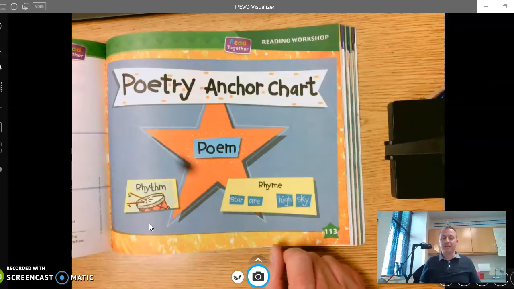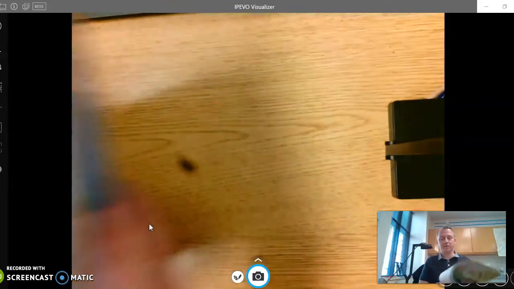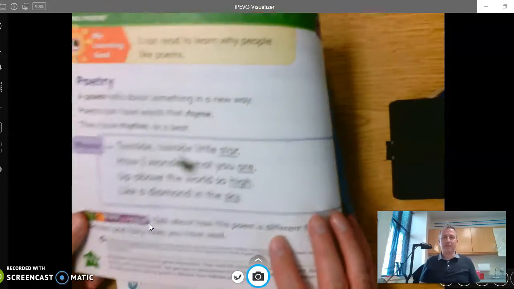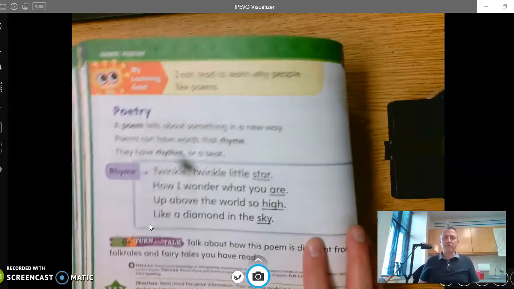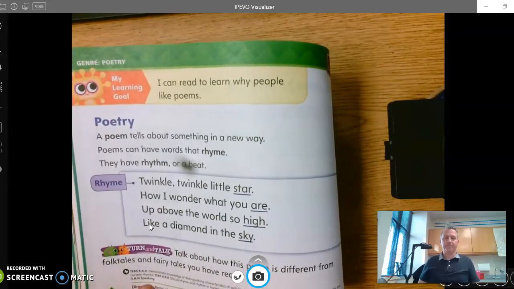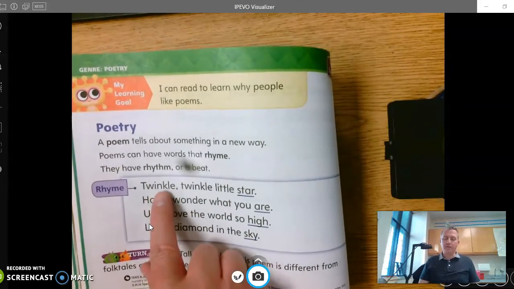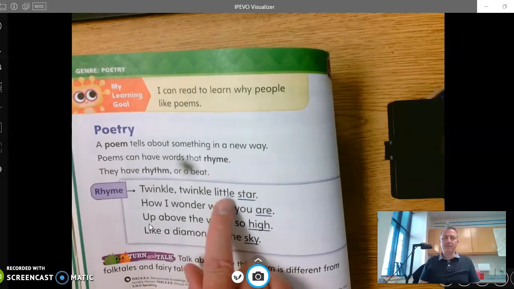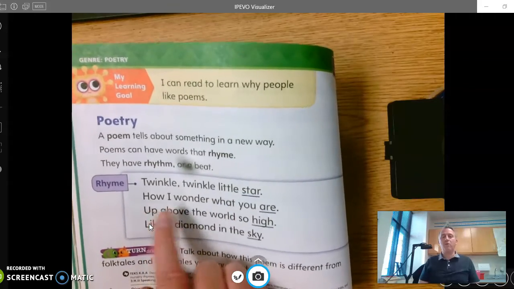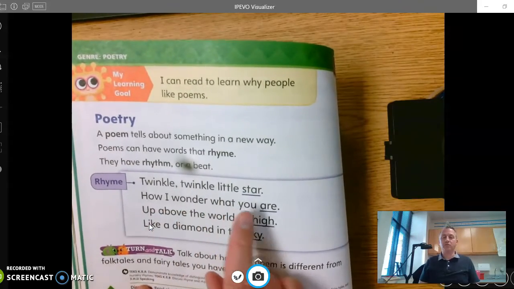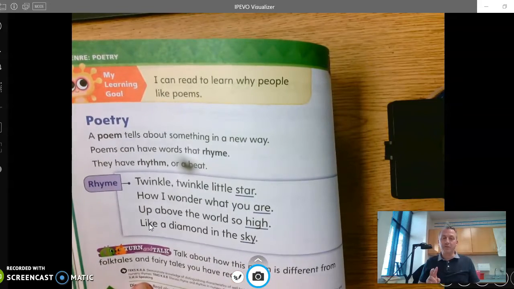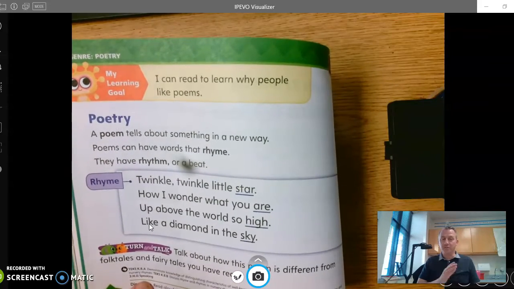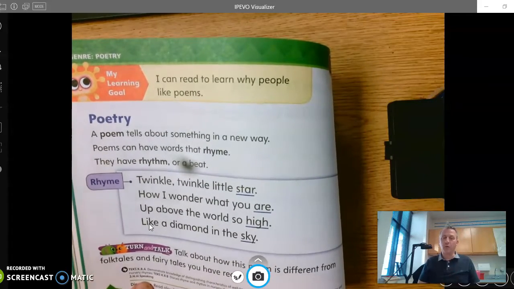So now let's go back to page 112 and take a look at our poem. This is a very famous poem. It's Twinkle, Twinkle, Little Star. Now let's read it. Twinkle, twinkle, little star, how I wonder what you are. There are two parts of poetry that we just heard right there. There's the rhythm and also the rhymes.